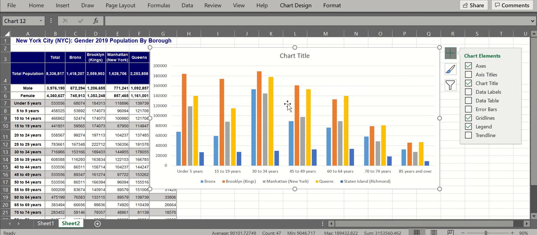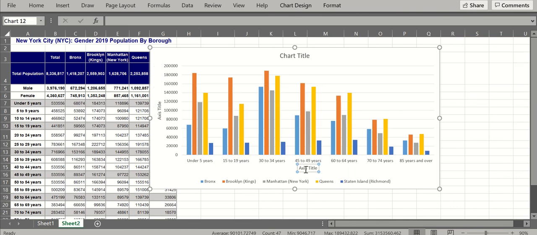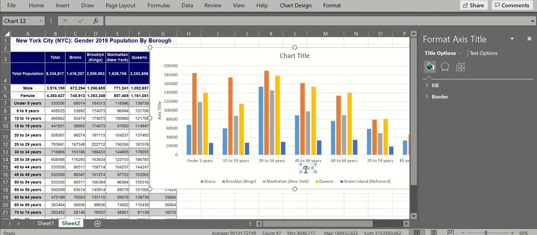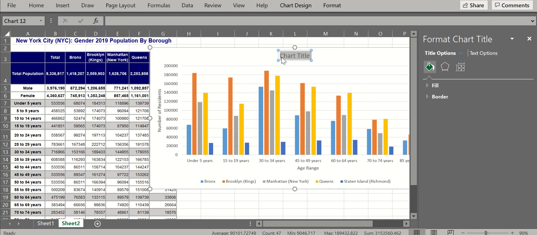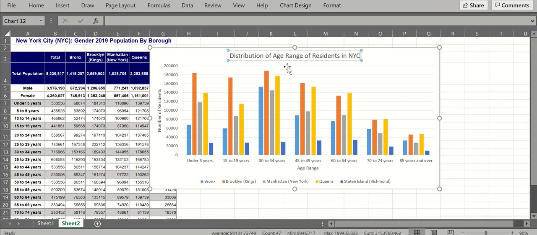Again, let's add some titles. This is your age range, but remember, for your integrated assignment, this will be your major regions. This would be number of residents, but for the integrated assignment, this would be number of foreign born. And the title: distribution of age range of residents in New York City. So you would have something similar. You would have distribution of foreign-born regions in New York City.